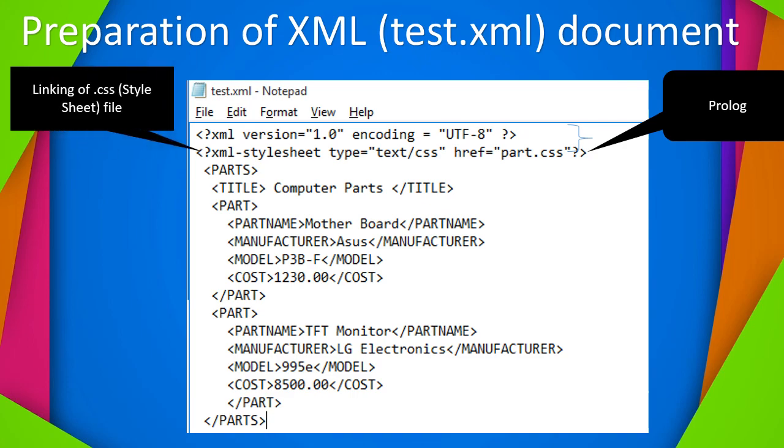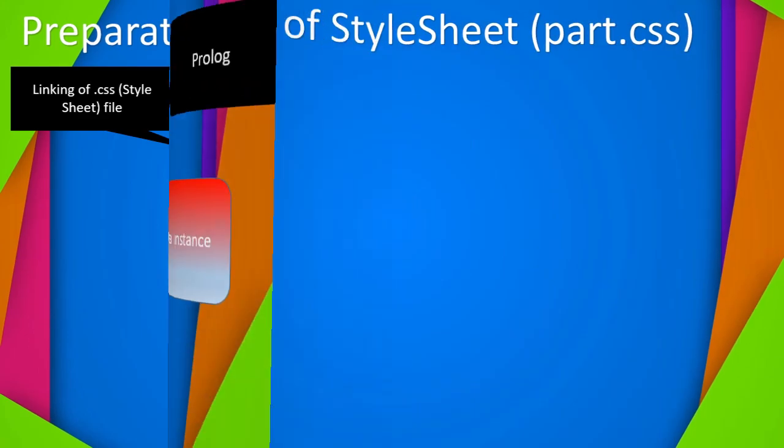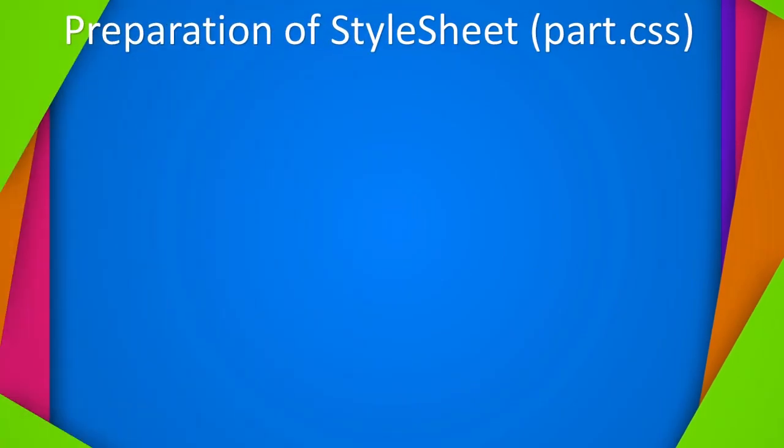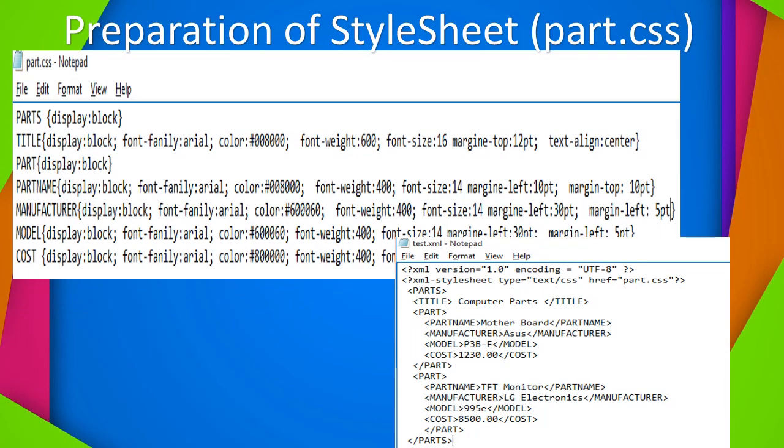So the style sheet is linked as a content data instance. The tags are fully the content. You have seen that the style sheet is a part of CSS. That also, open notepad and save with the file name with the extension .css, cascade style sheet. It will save the style sheet format.